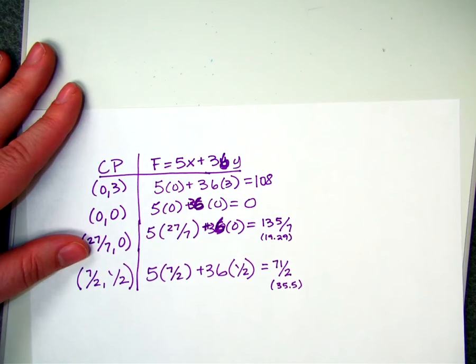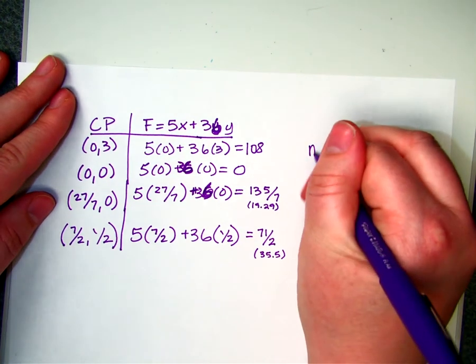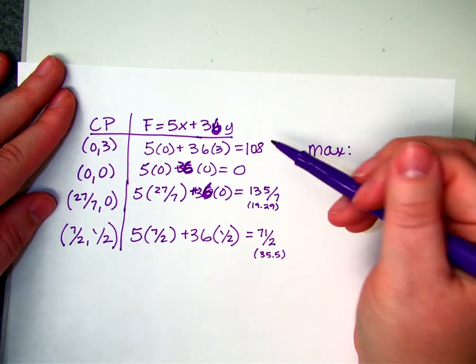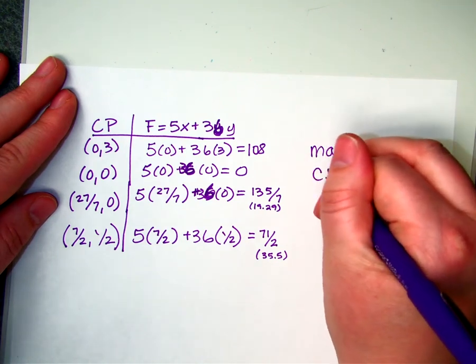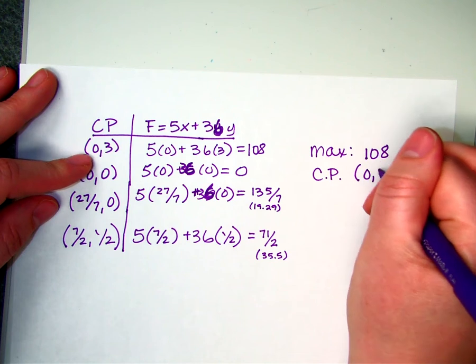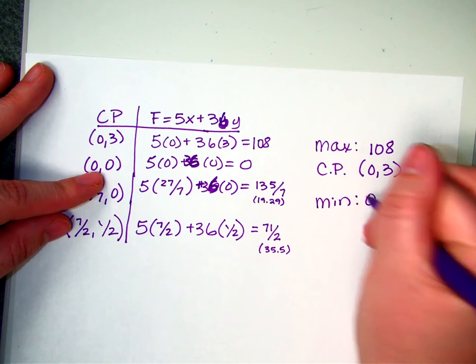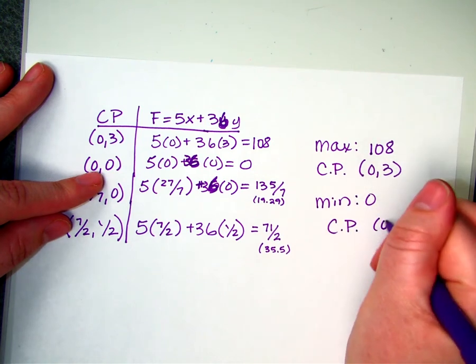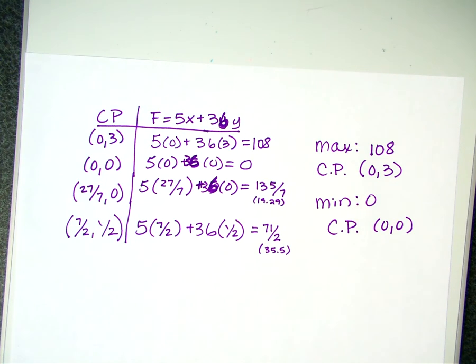So we were asked to find the minimum and maximum value for our feasible region. Our maximum number over here on the side looks like 108, and this occurs at the corner point 0, 3. And then we have a minimum value of 0 at the corner point 0, 0. So we have solutions to the linear programming problem. A minimum function value of 0 when x equals 0 and y equals 0. A maximum function value of 108 when x equals 0 and y is equal to 3.